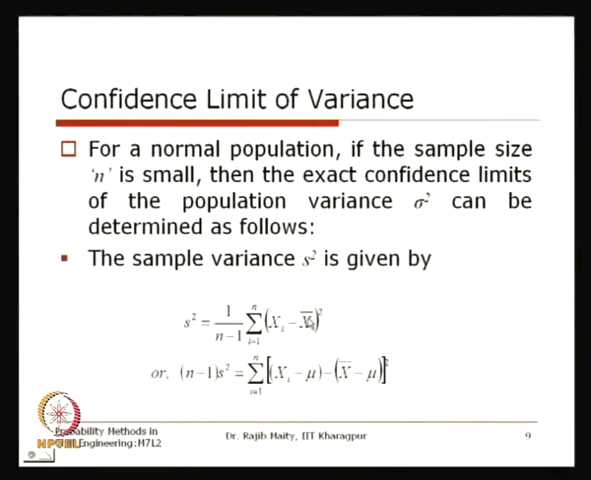This x bar is the sample mean, and there are n samples, x1, x2, x3 up to xn. This is the way we get the unbiased estimate of the sample variance. If we take this n minus 1 and do some algebraic manipulation, then we can see that n minus 1 S square is equal to the summation of xi minus mu minus x bar minus mu, whole square.